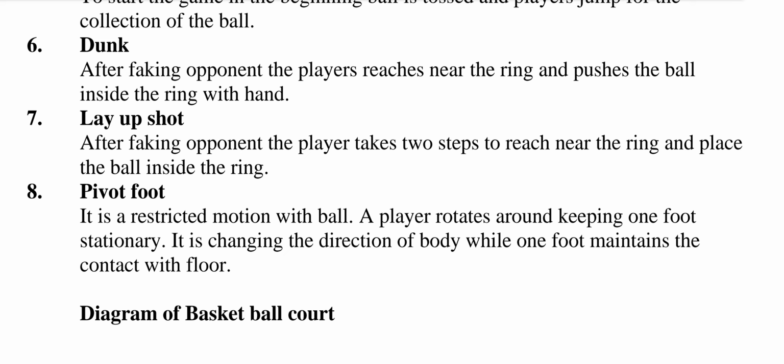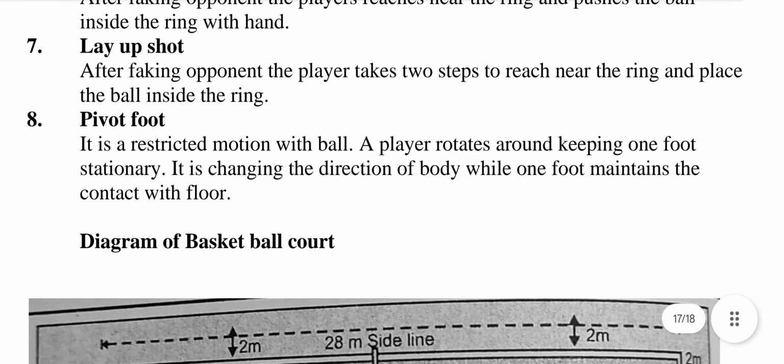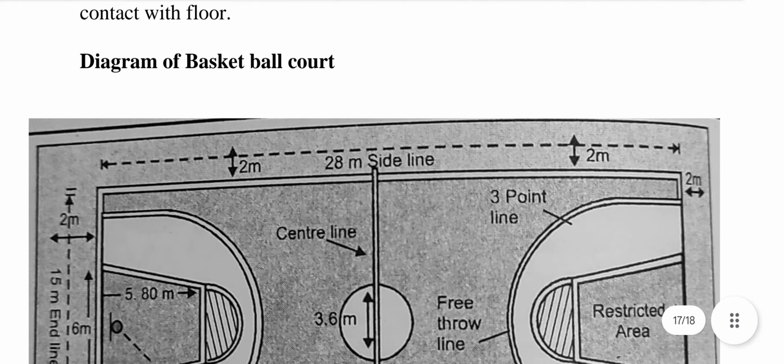Number 6, dunk. After faking the opponent, the player reaches near the ring and pushes the ball inside the ring with the hand. Number 7, layup shot. After faking the opponent, the player takes 2 steps to reach near the ring and places the ball inside the ring. Number 8, pivot foot. It is restricted motion with the ball. A player rotates keeping one foot stationary. It is changing the direction of the body while one foot maintains contact with the floor. Then draw the diagram of the basketball court.